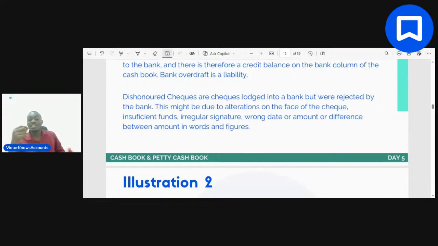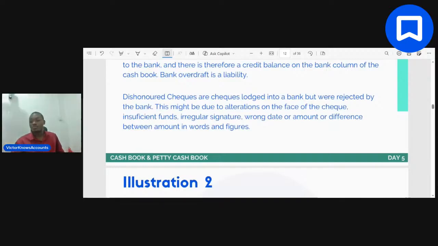They can also reject the check due to irregular signature. If the signature of the owner of the check does not correlate with the signature that the bank has, this is to prevent forging, because some people can actually forge signatures on checks and use that to cash out money from banks.